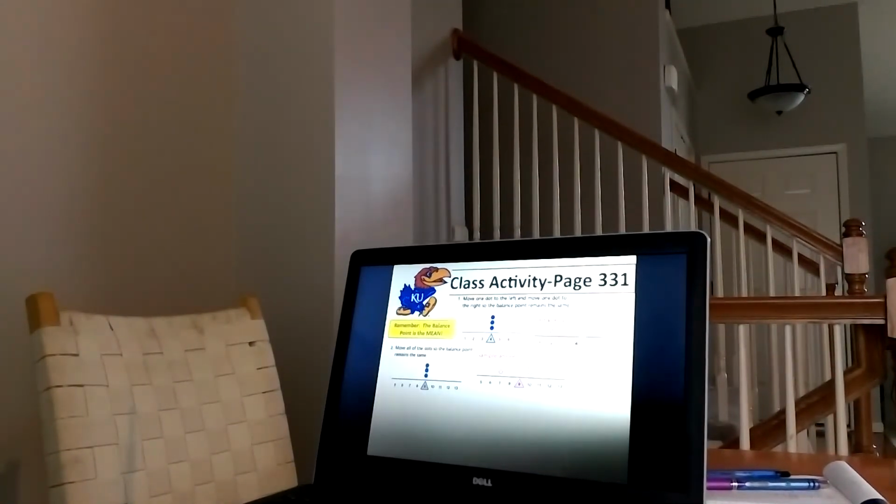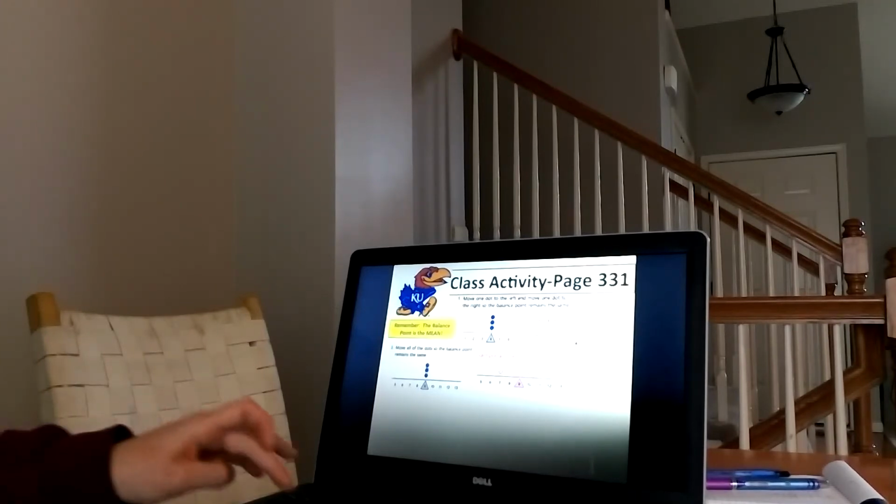Okay, even with my balance point being 17, I could have put my dots in a whole bunch of different places, right? I could have put just 3 on 16 and 3 on 18. Okay, a lot of different options here.